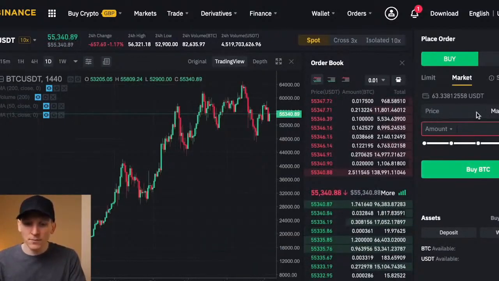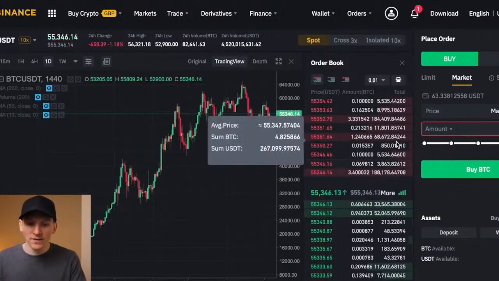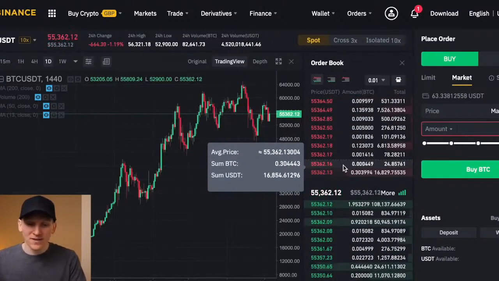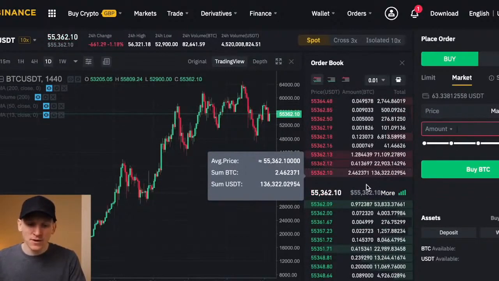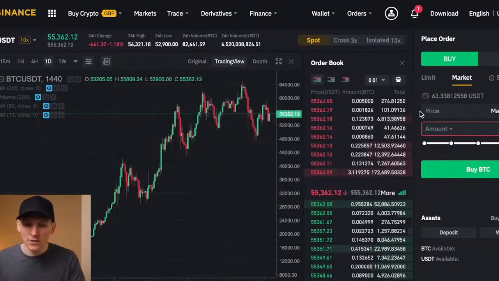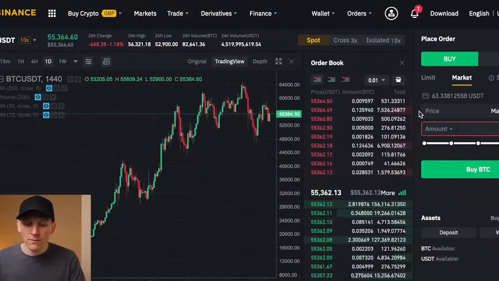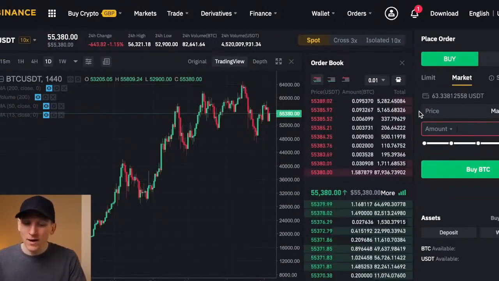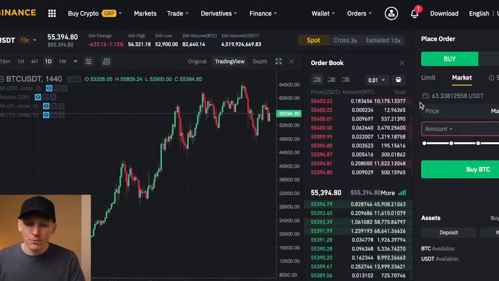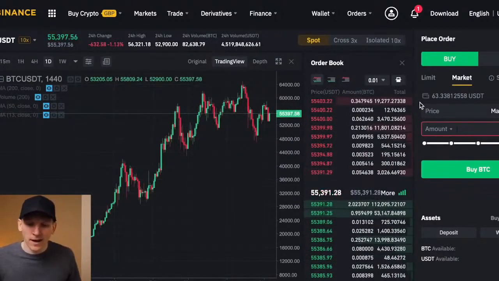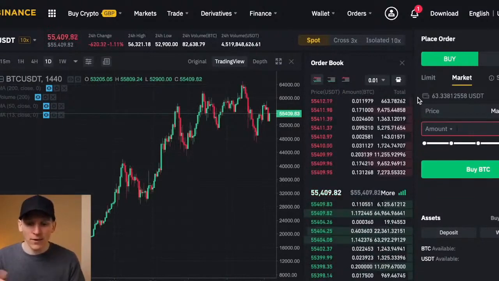We cannot choose the price. We don't know what we're getting, but we know it's going to be roughly 55,362. Looks to be going around 62.12, 62.13, 62.10 right now. So you can be pretty sure as long as you're not buying too much, you'll get that trade. But what happens, look, it's now at 85. So if you just press this at the wrong time, you could actually get kind of a bad trade. So that's the downside of a market order.